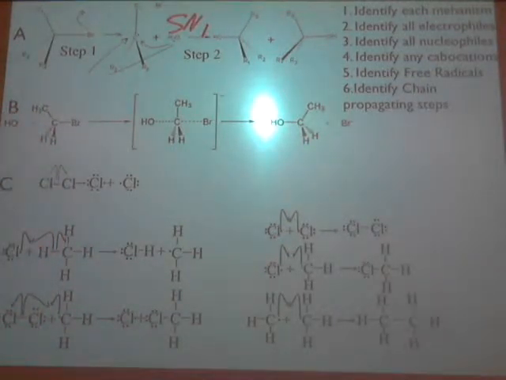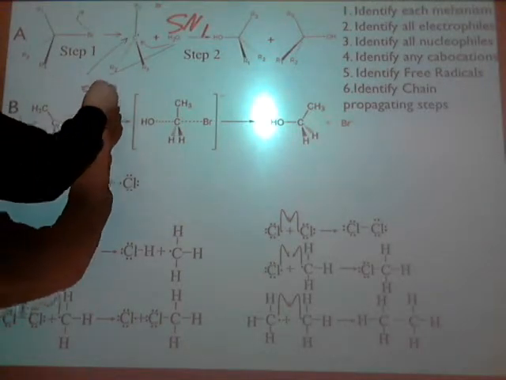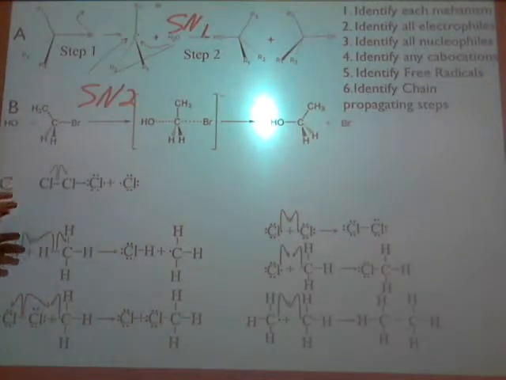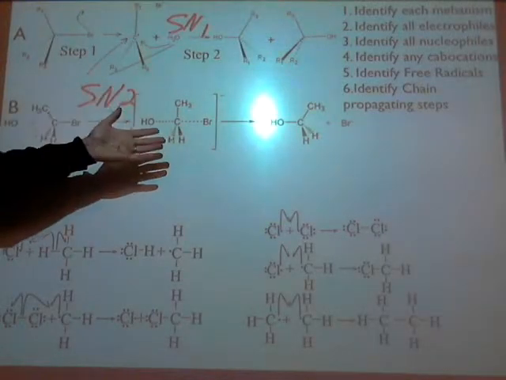What is this guy right here? SN what? SN2. Can't be SN1 as well. All right, it's happening in 1 step, therefore he's SN2. Both guys are involved in the slow step or the rate determining step. This is free radical halogenation. I think everybody would have gotten that.